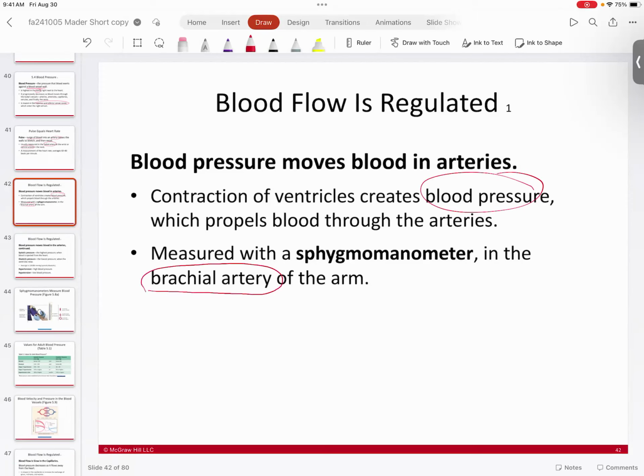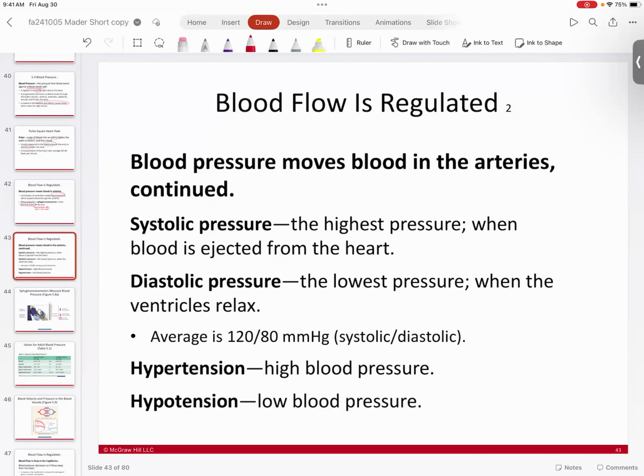What we really want to know is what the blood pressure is inside the ventricles, but we can't get to that. So what we do is we use the most accessible artery that is close to the heart to be able to see that. And so what we basically do in blood pressure is we put the cuff on there and we use the pressure to determine what the pressure of the blood is.